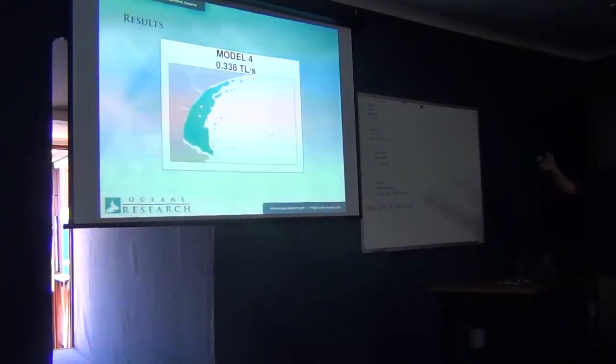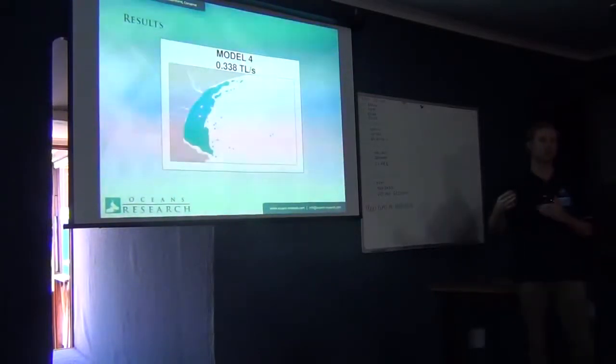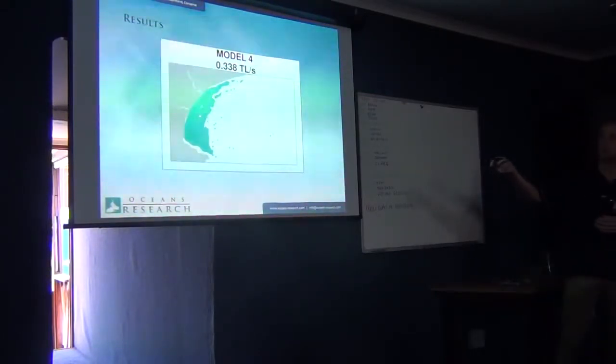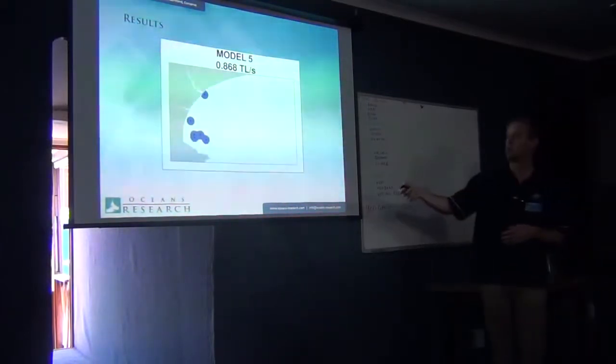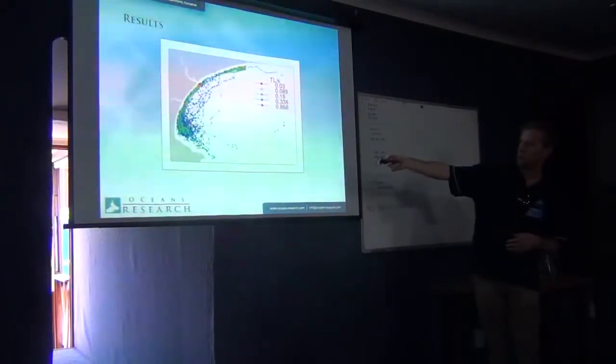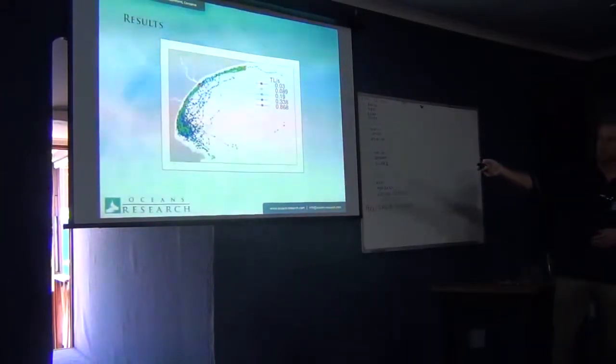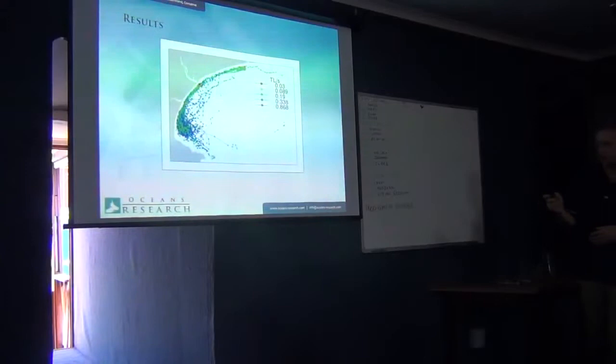The next model here is a bit slower, 0.338 total lengths per second. This, though, I think is more representative of just the normal cruising speed of the animal. The interesting thing, though, is that the movement in this model is mostly sort of longitudinal, this east and west movement. If I go back, you can see this again. These are the blue ones here. You see a lot of it is sort of offshore movement.